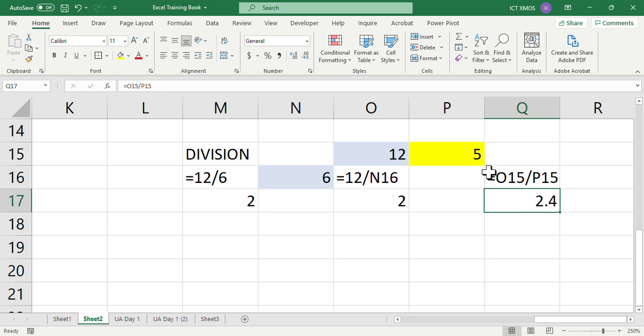Because if you divide 12 by 5, it will give you 2. That is 10. The remaining 2 divides into 4 parts, 4 places. That's why it gave me 2.4. Do you understand? So you can see the formula. This is equal to O15 divided by P15. The reference is O15 divided by P15, and it gives you 2.4.